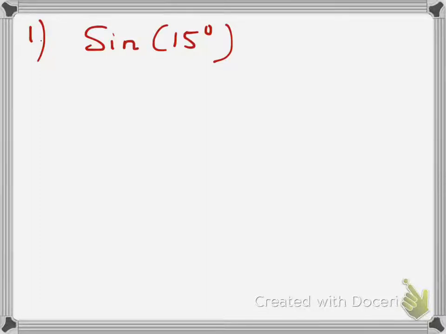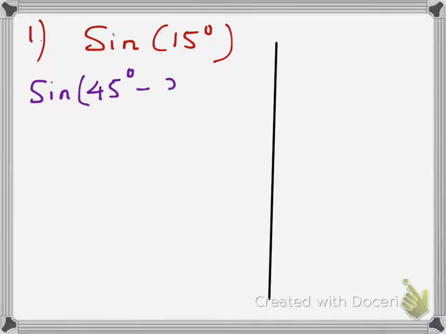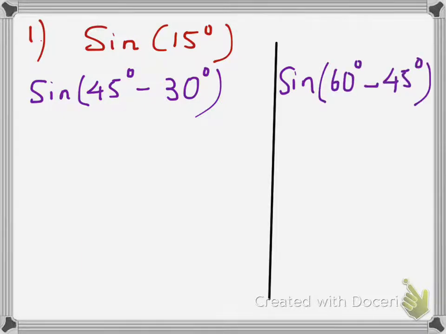Sine of 15 degrees, a version of it, we can write as sine of 45 degrees minus 30 degrees. Why can't I choose 60? Great, I was hoping someone would. Let's see, both of them lead to the same answer. It better should, yeah? It will.